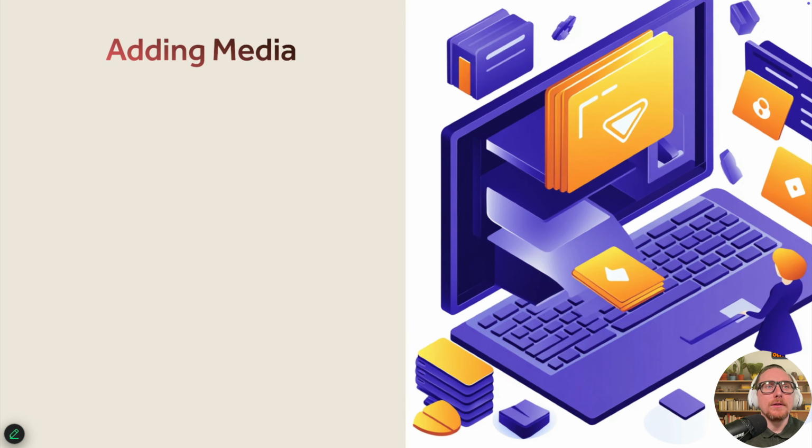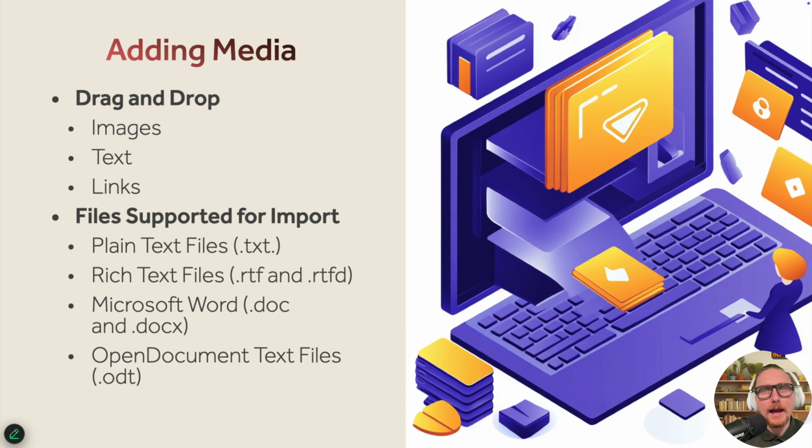Okay, now let's take our Scapple board to the next level by adding different media types. So we can simply drag and drop images, text, and links onto our Scapple board. And did you know that Scapple can read various file types such as text files, rich text files, Microsoft Word documents, even open document text files, so ODT files, which makes it really easy for you to incorporate external sources directly into your brainstorming process. Pretty easy to do. Simple drag and drop. Let's give it a try.